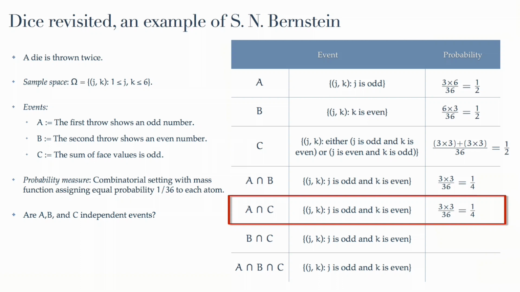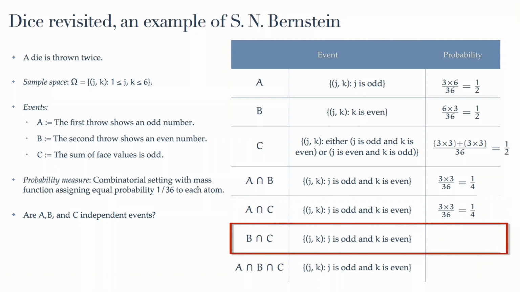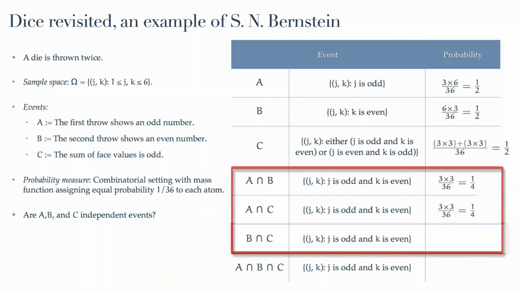And B intersection C, likewise, is again ordered pairs J and K, where J is odd and K is even. In other words, A intersection B, A intersection C, and B intersection C are all exactly the same event. The English description on the left gives you different flavors of this event, but they all describe exactly the same object, and therefore it is not at all surprising that all these objects have the same probability, 1 in 4.